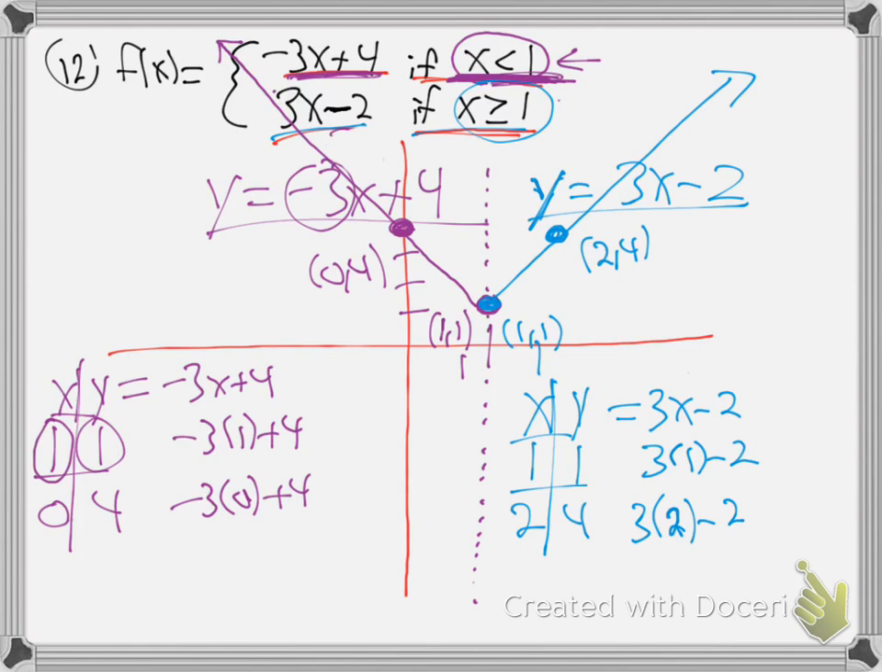The reason is because of this, right? It's only less than 1. It's not equal to 1. So whatever it does at 1, it never quite reaches it. The open dot. That's what it's saying. Less than 1, not equal to 1, not right on.